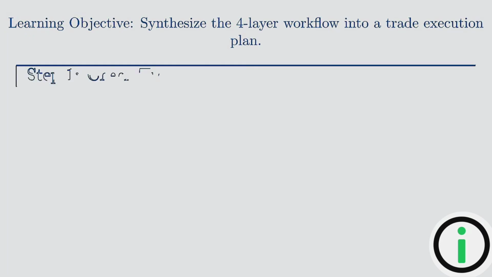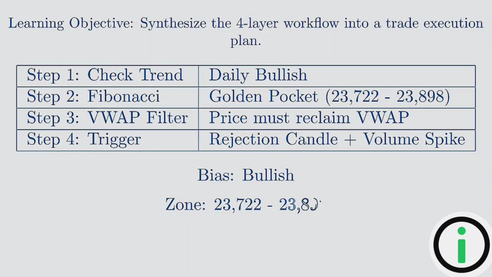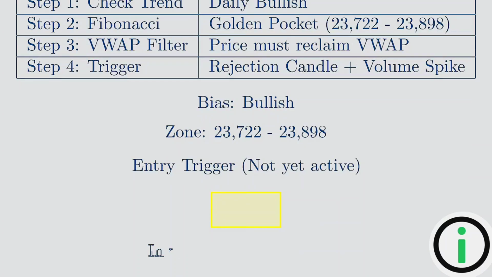Let's consolidate everything we've learned into a clear, actionable workflow for the Nifty 50 setup. As of our current data, here is the plan. Our bias is bullish because the higher time frame structure is intact. Our zone of interest is the golden pocket at 23,722 to 23,898. This is reinforced by the put wall we saw in the option chain. The entry is not yet live. We are waiting for price to trade down into that yellow box, print a rejection candle on high volume, and reclaim the VWAP.